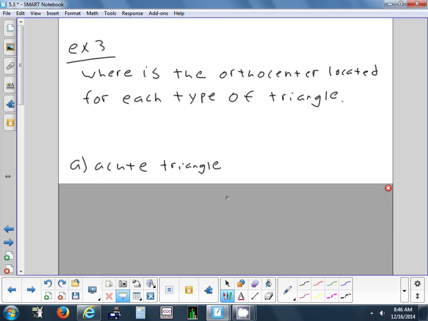Okay, let's start with an acute triangle. Anybody have a guess where the orthocenter is going to be for an acute triangle? Yep. The center. Right in the center? Oh, it could be. The orthocenter and the centroid could be the same. Well, it depends on if it's an equilateral acute triangle. Okay, this won't be equilateral. It'll be like a scalene.